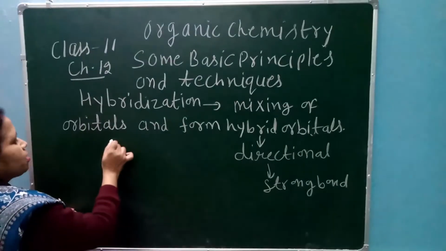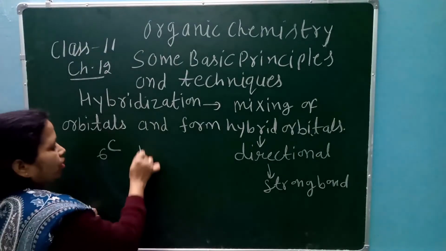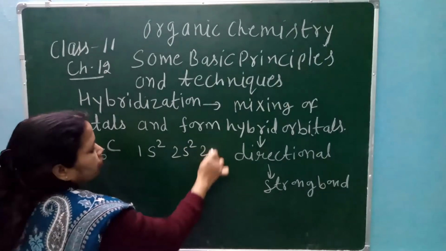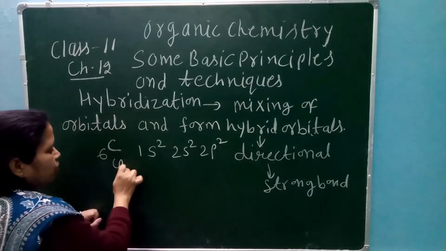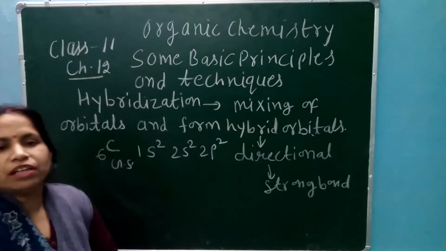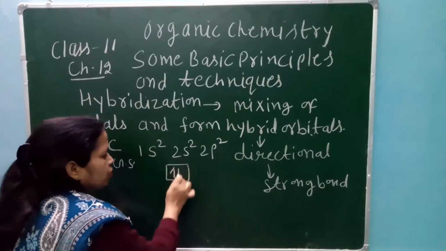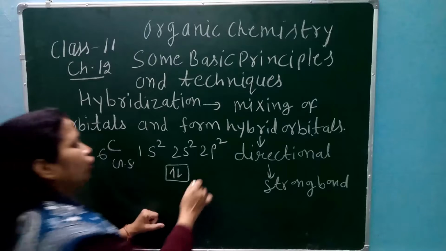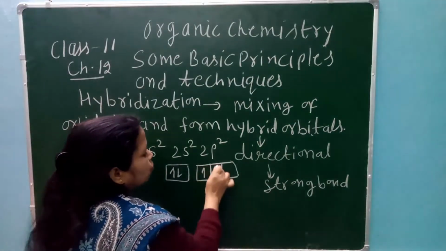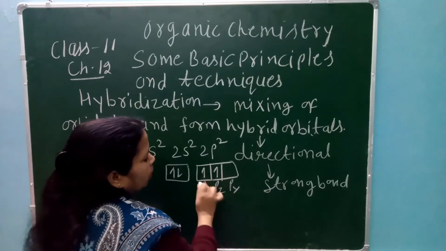Let's see. Take an example of carbon. Carbon is 1s2, 2s2, 2p2. Okay. This electronic configuration is for ground state. ये जो इलेक्ट्रॉनिक कॉन्फ़िगरेशन है वो किसके लिए है? ग्राउंड स्टेट के लिए. Now write down the electrons. In s orbital there are 2 electrons, you can see. In p orbital there is 1, 2, px, pz, py, all are degenerate.